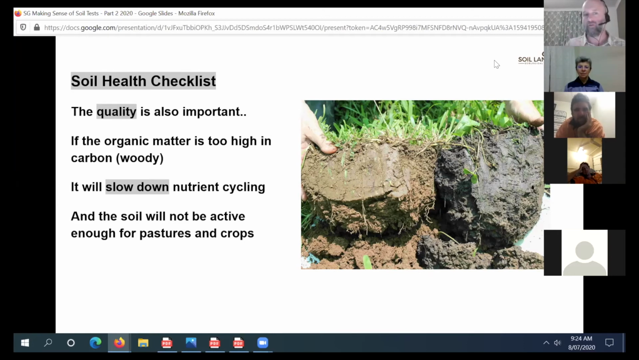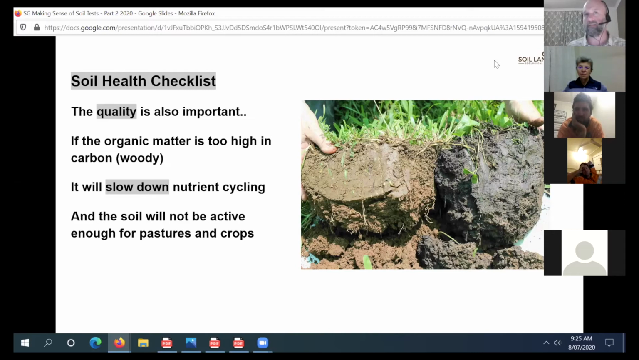If it's too woody or has too much lignin, then nutrient cycling slows down. If there's too much lignin in that organic matter, so a high carbon fraction, it actually slows things down. It gets a lot of fungi in it and it slows right down. That's really typical of a forest.